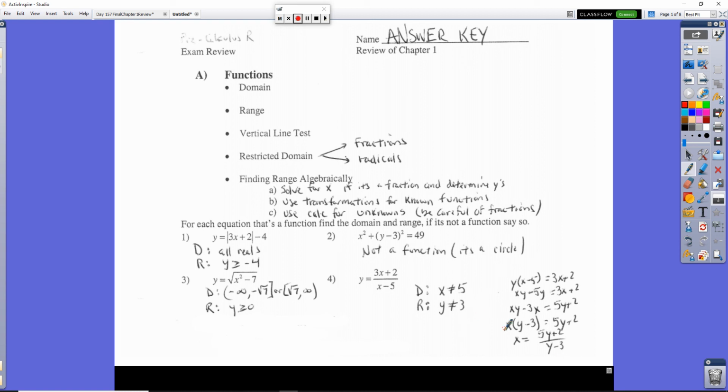Later on in chapter 2, we learned about horizontal asymptotes. And if you look at the leading coefficients here, they have the same highest power of x, and the ratio is 3 to 1. So the horizontal asymptote here is y equals 3. But we didn't know that in chapter 1 before when we were doing this.